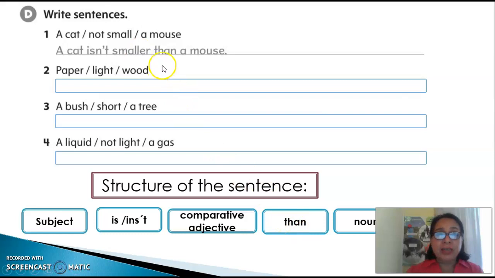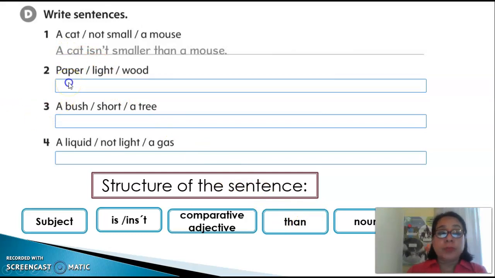And then we have than, and then we have the noun mouse. A cat isn't smaller than a mouse. So you will have to write down the words in a sentence using is or isn't, making the adjective comparative and adding than.